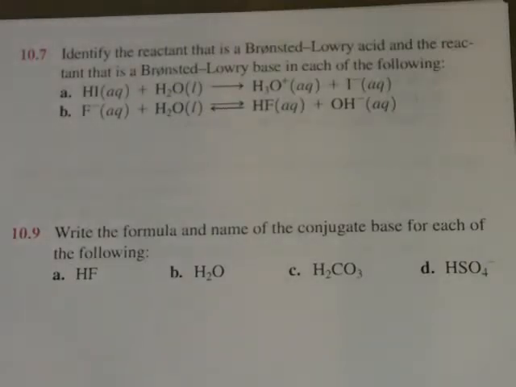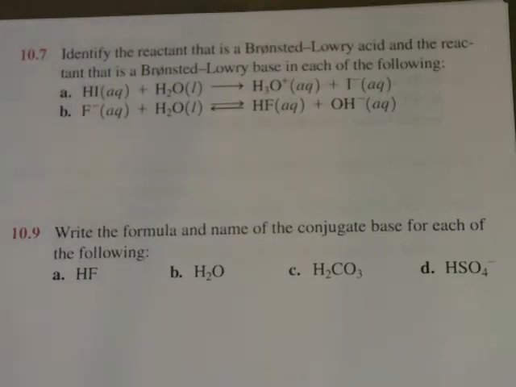So in this chapter, we'll be going over and reviewing questions that pertain to acid-base chemistry. We'll start off with question 10.7 from the book, and it is asking us to identify the Bronsted-Lowry acid and bases in the reactants in each of the following reactions. So we'll look at both A and B.